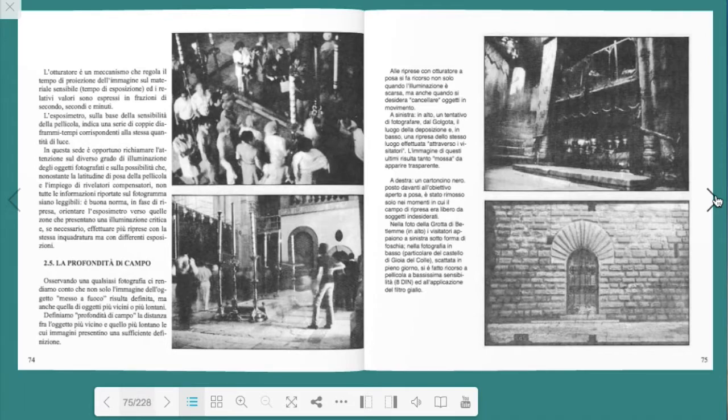It is good practice, while shooting, to direct the exposure meter towards those areas that present critical lighting and, if necessary, take multiple shots with the same shot but with different exposures.